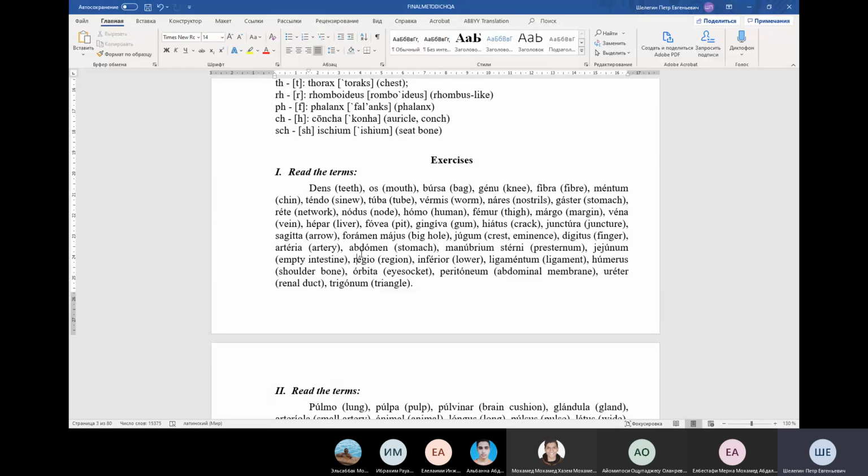Inferior. Then comes ligamentum. Humerus. Orbita, see the stress. Peritoneum. Ureter. Hard vowels. Ureter. Trigonum. Okay.